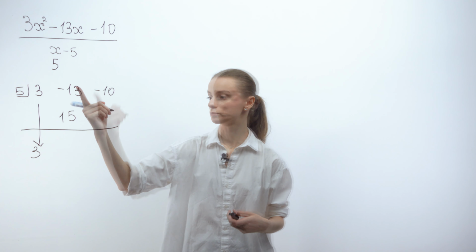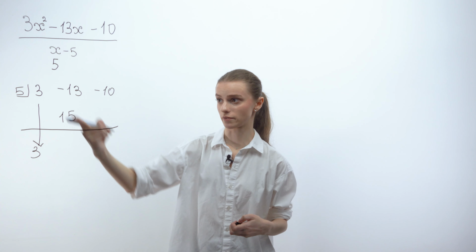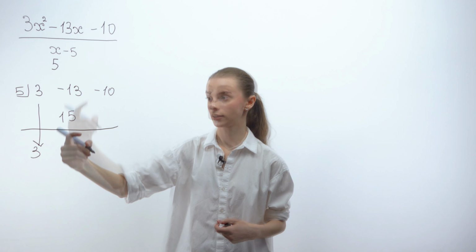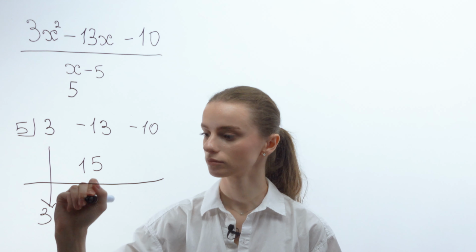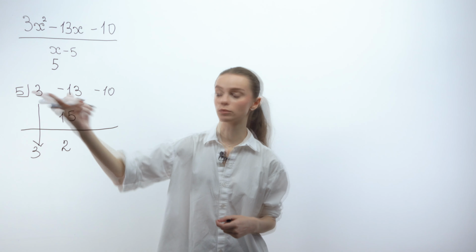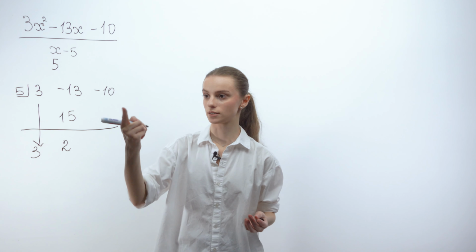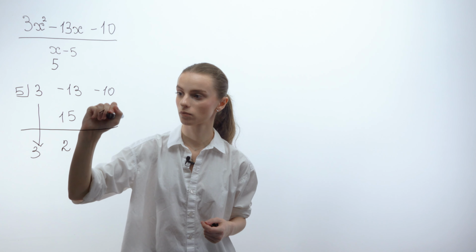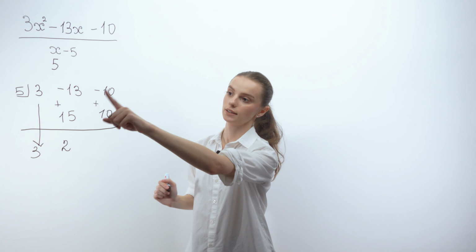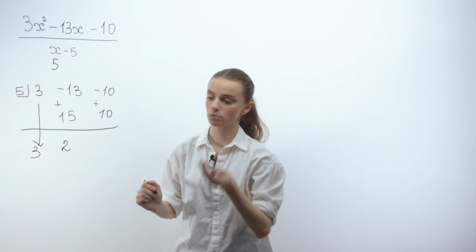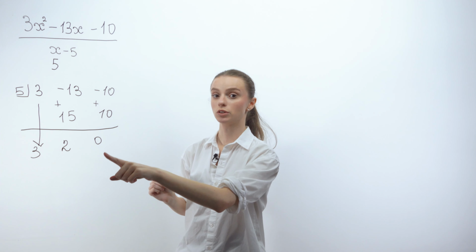But anyways, how did I get to 15? 3 times 5. Now I'm going to add. So negative 13 plus 15 is going to be 2. Now 2 multiplied by 5 is going to be 10. 10 is going to be written here. And then negative 10 plus 10 is going to be 0. 0 is going to be your remainder.